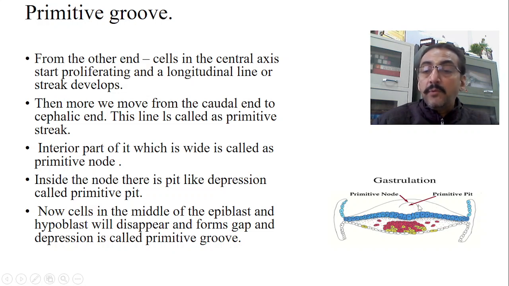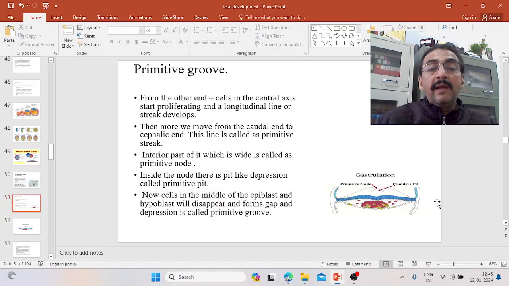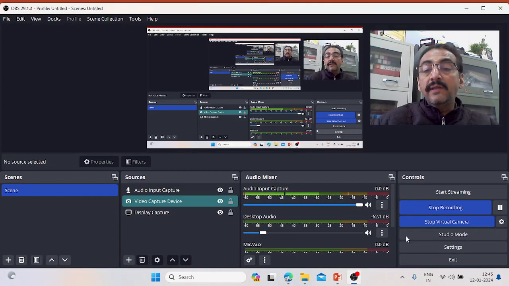The primitive node and primitive pit are formed, and the cells which are present in the middle portion of the epiblast and the hypoblast will disappear and form a gap. And this depression is called the primitive groove. So we have to understand: the prechordal plate is formed, then a line develops, and from the line there is formation of the primitive node, then the primitive pit, and then the primitive groove. These are the things taking place, and the rest we will continue in the next class.